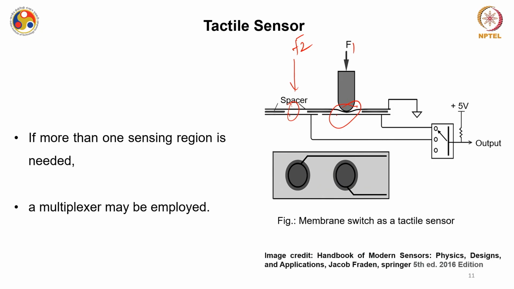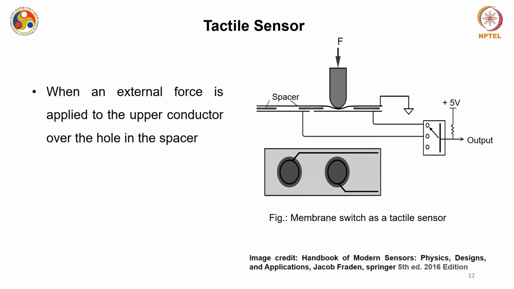Okay. So, this is an example of that. If more than one sensing region is needed, usually along with this pull-up resistor, a multiplexer is employed. So, when an external force is applied to this upper conductor over the hole in this spacer, this top leaf will flex.